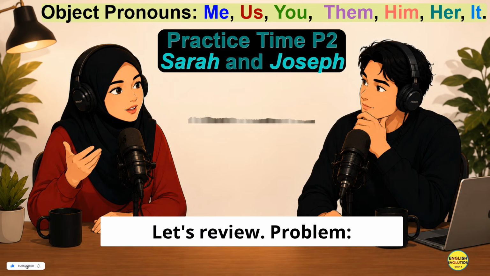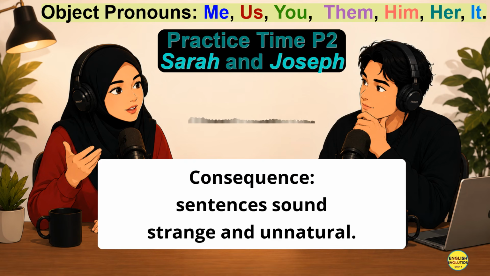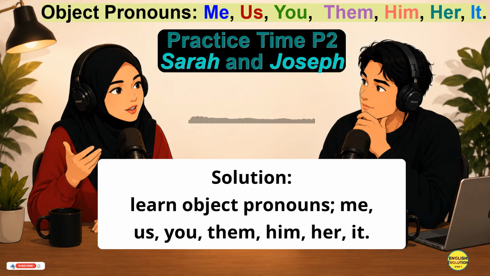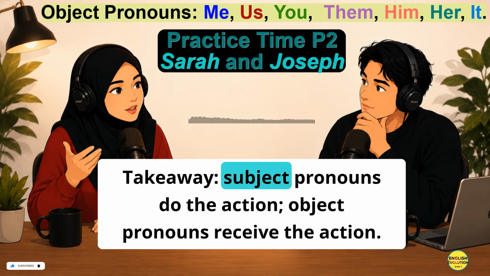Let's review. Problem. Beginners often use subject pronouns when they need object pronouns. Consequence. Sentences sound strange and unnatural. Solution. Learn object pronouns. Me, us, you, them, him, her, it. Result. Your English becomes smoother and more natural. Takeaway. Subject pronouns do the action. Object pronouns receive the action.